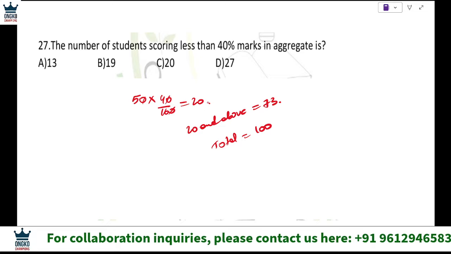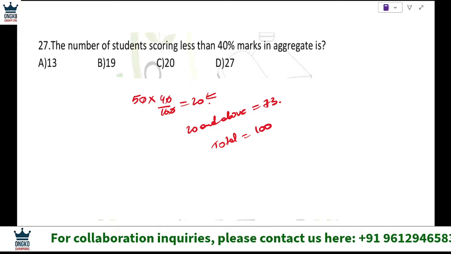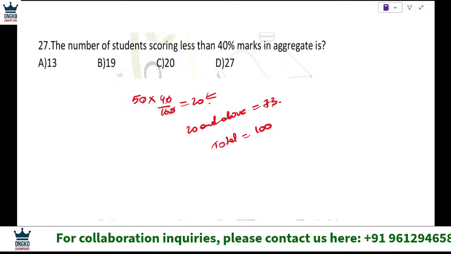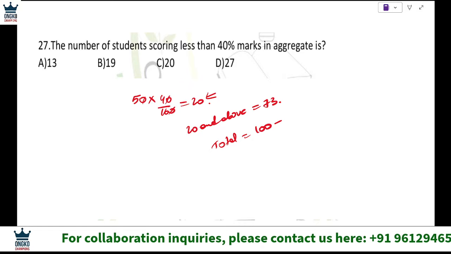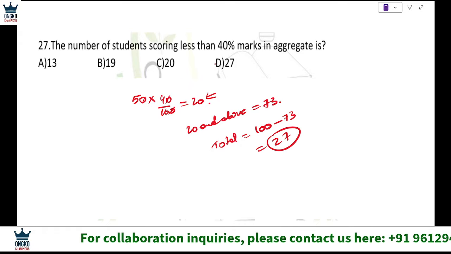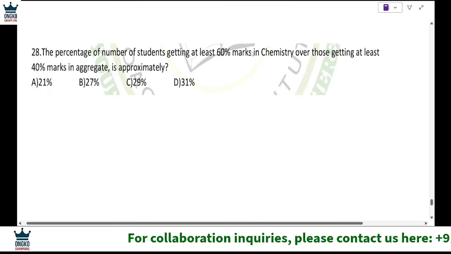Less than means 20 marks, more than 40% aggregate means 20 and above. That means we need the count below 20. That means here 20 and above is 73, the total minus 73 gives the count below 20, which is 27. So this 27 is the answer. 28.